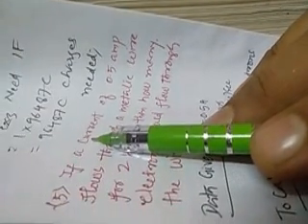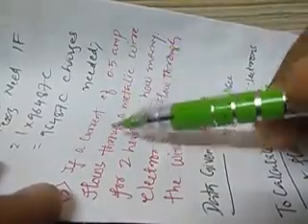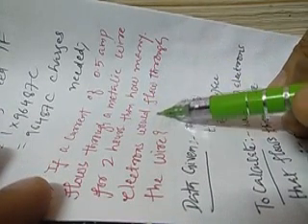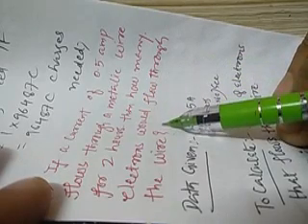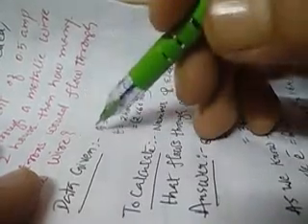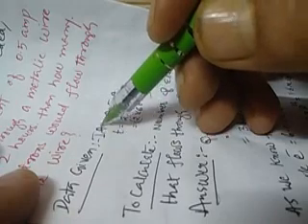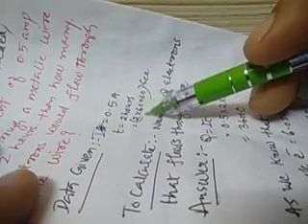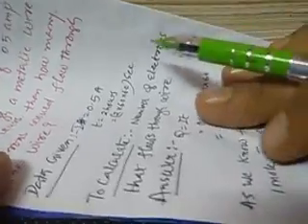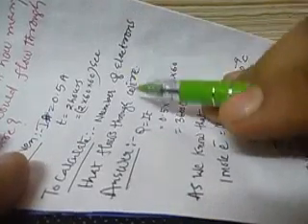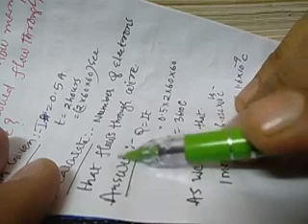If a current of 0.5 ampere flows through a metallic wire for 2 hours, then how many electrons would flow through the wire? What is the data given to us? The current passed, that is I, is equal to 0.5 ampere. Your t is equal to 2 hours. 2 hours means 2 multiplied by 60 multiplied by 60 seconds. So we need to calculate the number of electrons that flow. Now we find the answer.